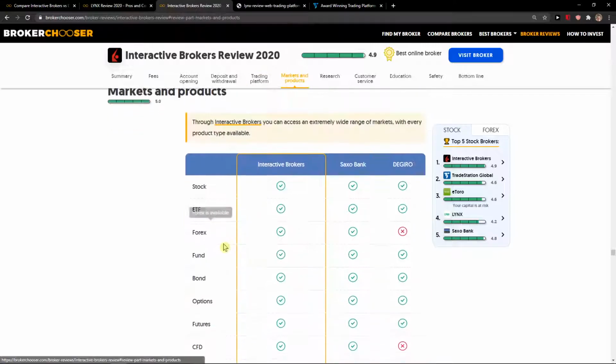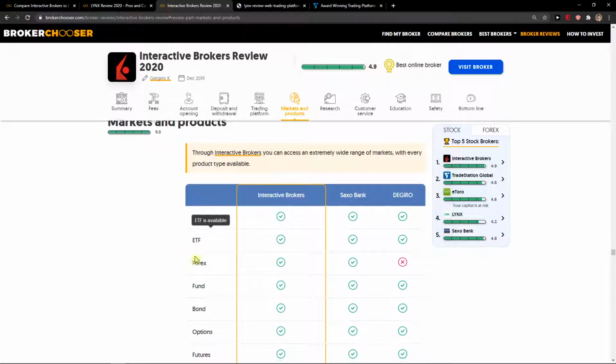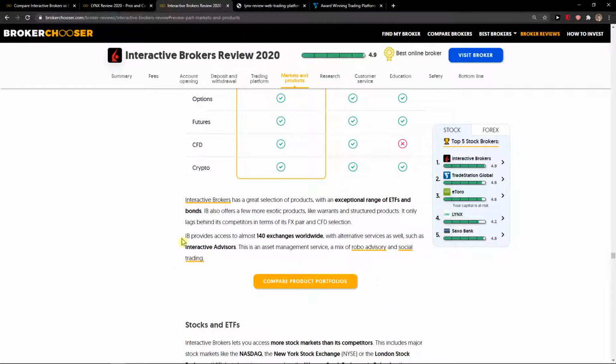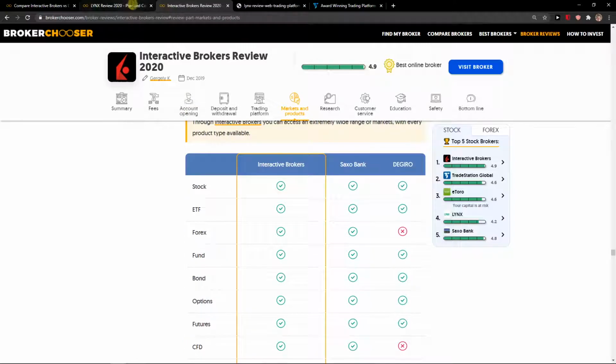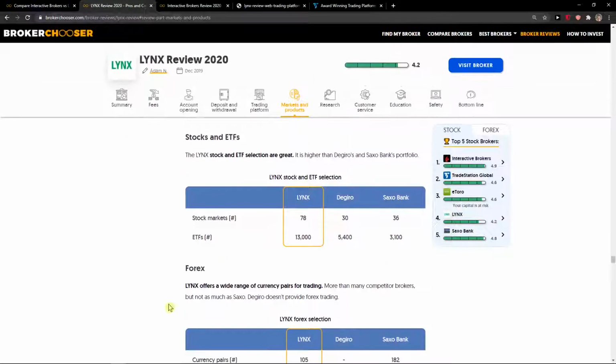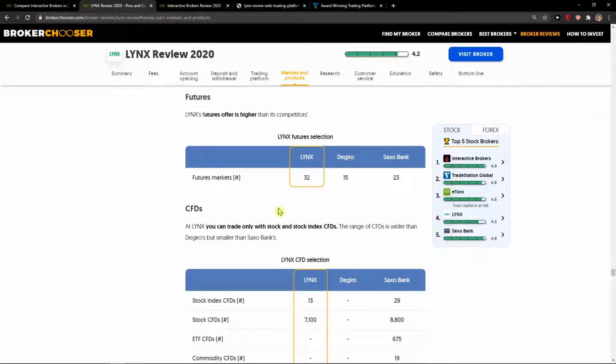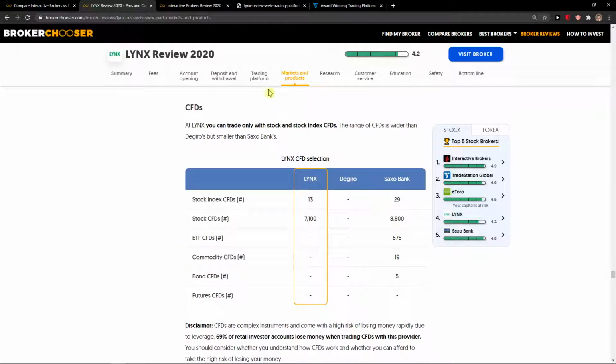Now, to continue, markets and products and account opening of both of these is all right. You have the starting balance of €3,000 in LYNX that you need to put in to invest, so that's meh. Interactive Brokers and LYNX both have all the products that you can trade with. They have access to all the ETFs and stock markets, so there is not so much difference between LYNX and Interactive Brokers. That's the most important thing, that in markets and products they are similar.